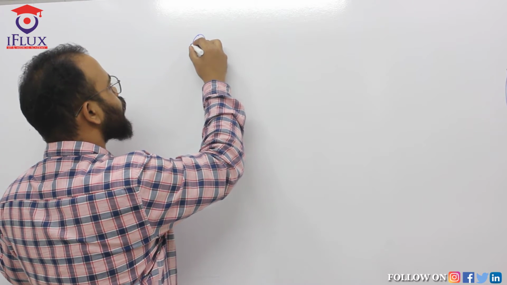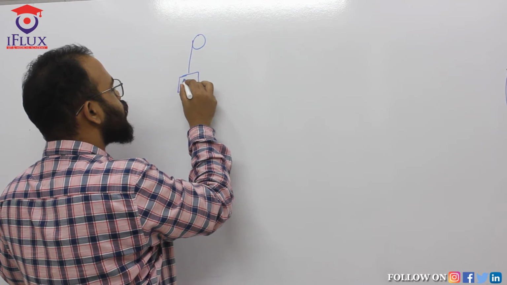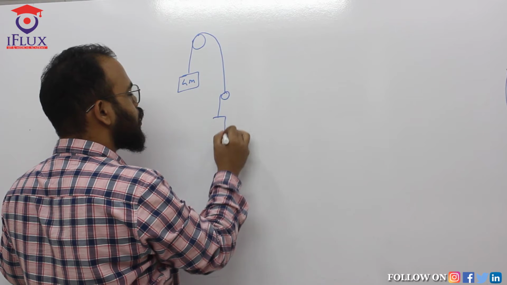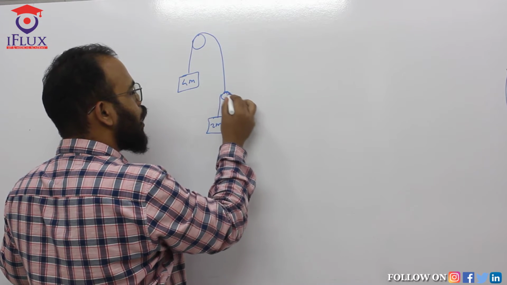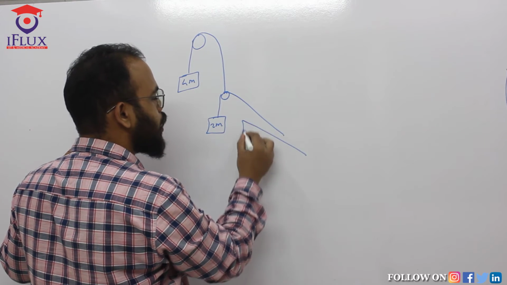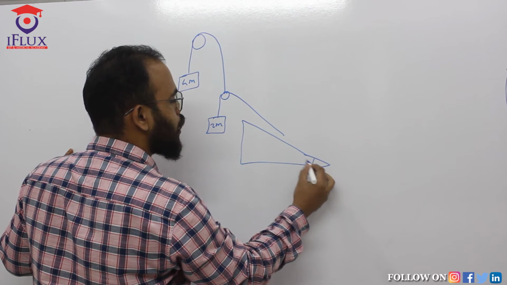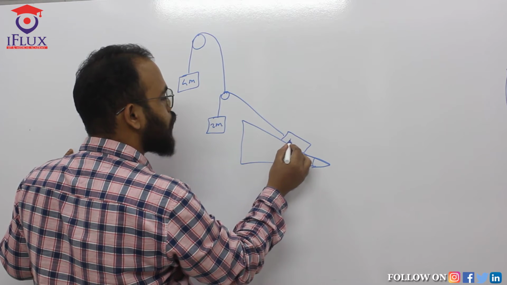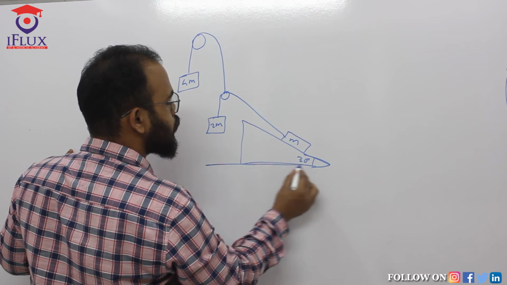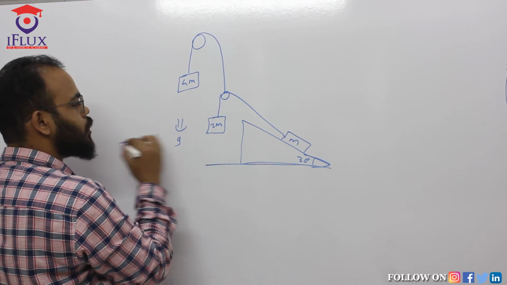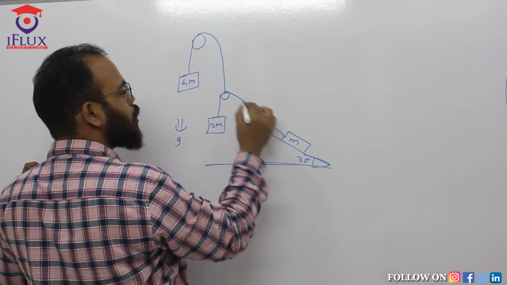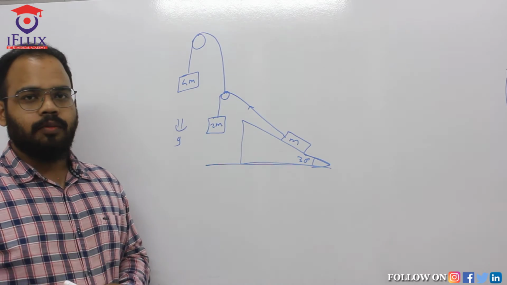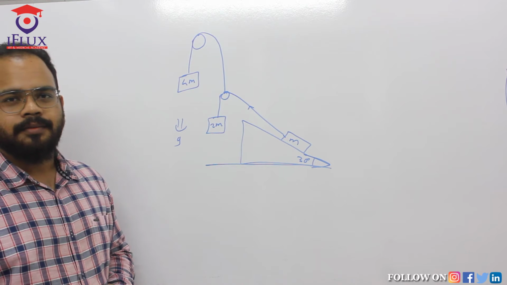Let's say you have a block of mass 4m, then you have another pulley, then there is mass of 2m, and the other mass is on an inclined plane of angle 30 degrees. The incline is 30 degrees, and then mass is, let's say, m. This is your ground. Acceleration due to gravity is g. So you are asked to calculate tension in this string. So take 1 minute and solve this first.